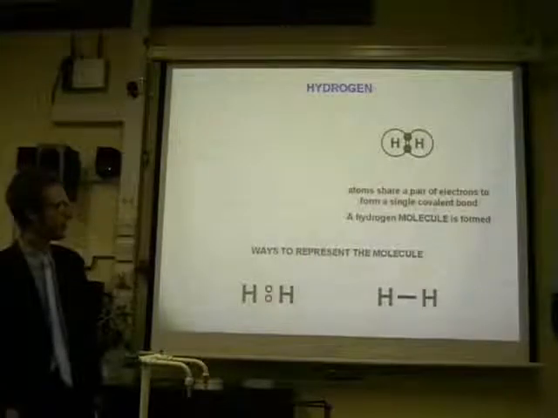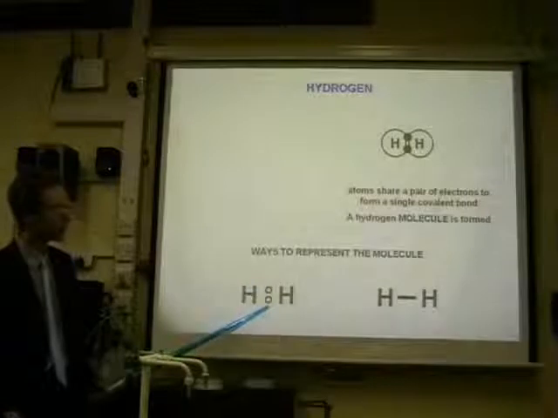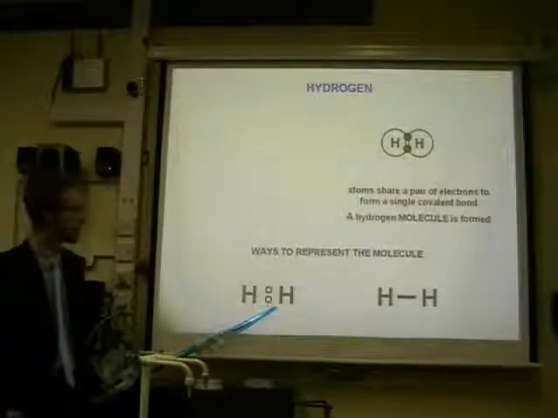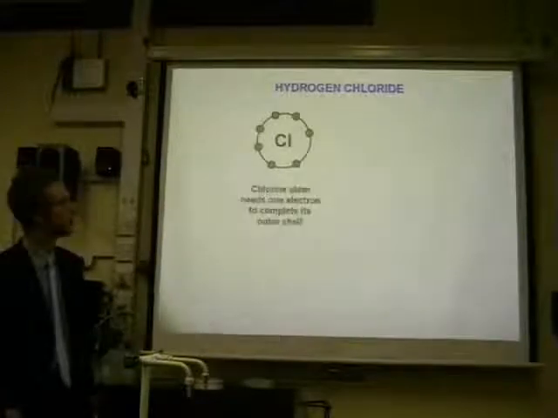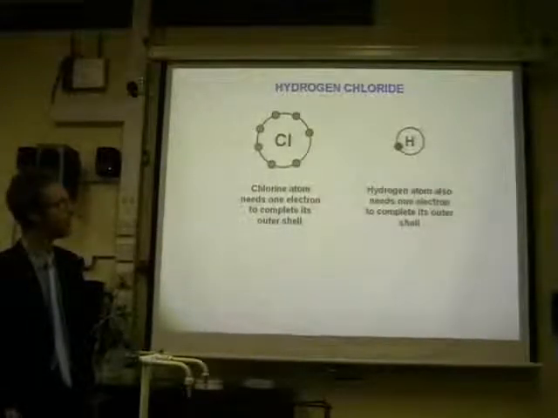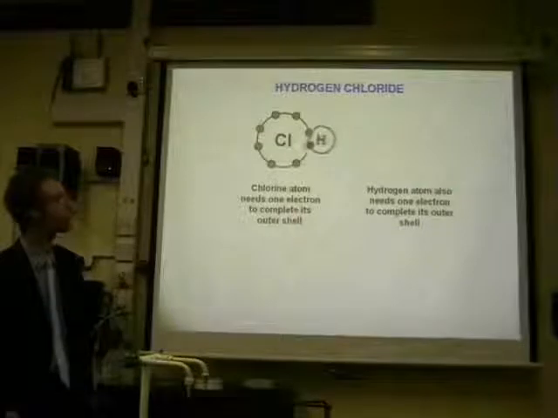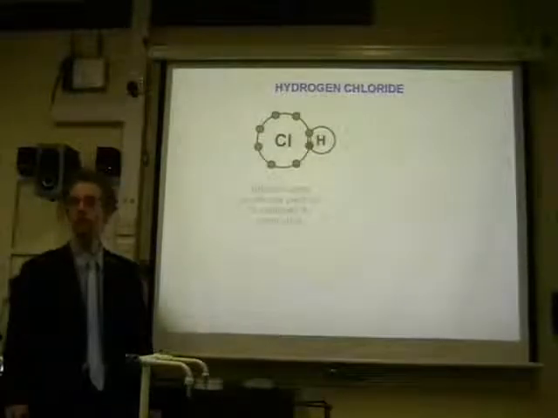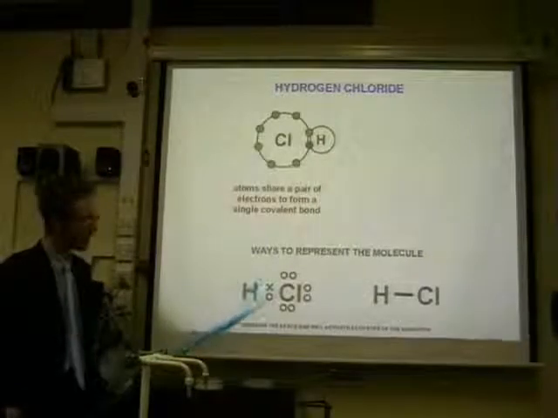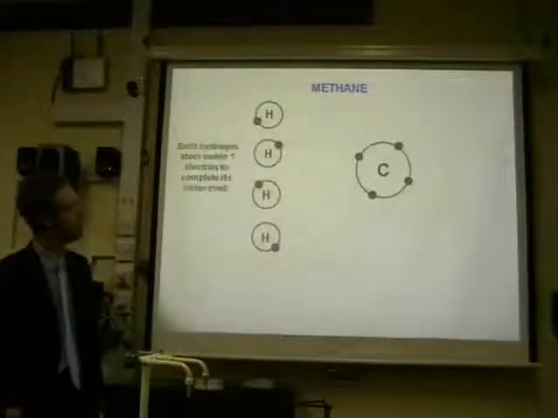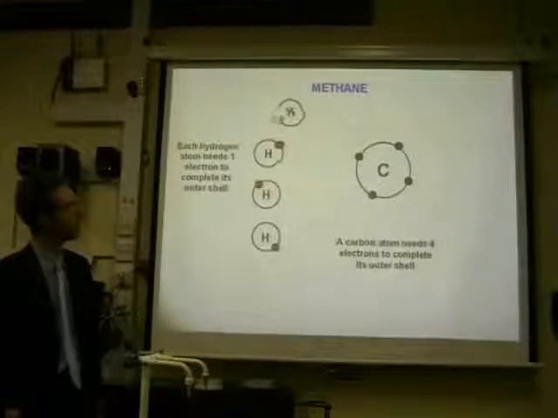Actually, it's distracting. And ways to represent the molecule. Okay, I would normally represent that as a dot and a cross to show one from each side, like that, no problem. If you look at hydrogen chloride, there's chlorine, there's hydrogen, and the two, oh wow, that is amazing, there you go, covalent bond. And here you have standard cross and dot notation. Methane, off it goes.